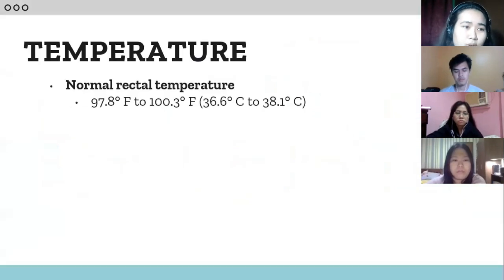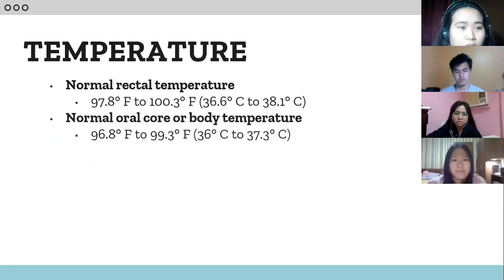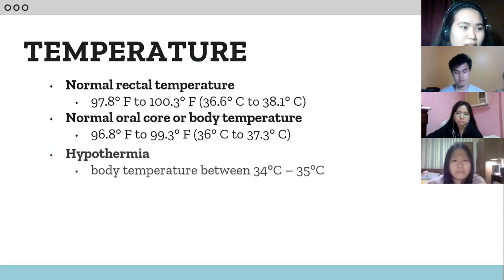Next, temperature again, the normal rectal temperature. Please take note of this because we will use one source, which is Fairchild and Pearson. This is where we get the values so they are used consistently. Our main sources are Fairchild and also physical rehab. So the normal rectal temperature is 36.6 degrees Celsius to 38.1. The normal oral core or body temperature, core meaning inside, as opposed to the surface, which is what you can see. The range is 36 to 37.3 degrees Celsius.